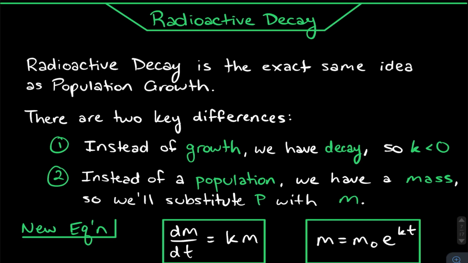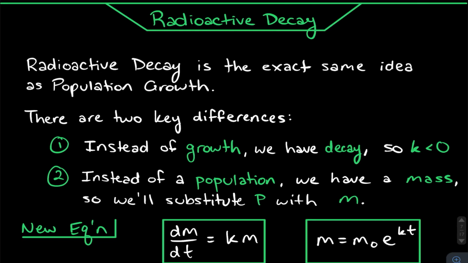Firstly, instead of growth, right, before we were talking about population growth, now we're talking about radioactive decay, right? So instead of growth, we have decay. And what decay means is that k is less than 0, okay? And that should actually make sense to you. Why would k be less than 0?